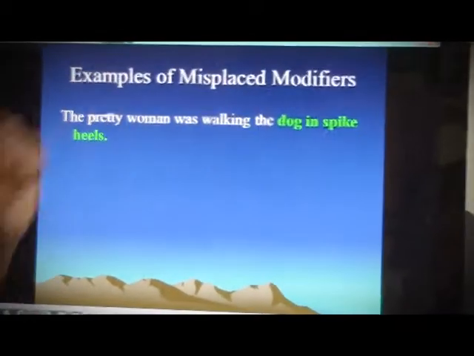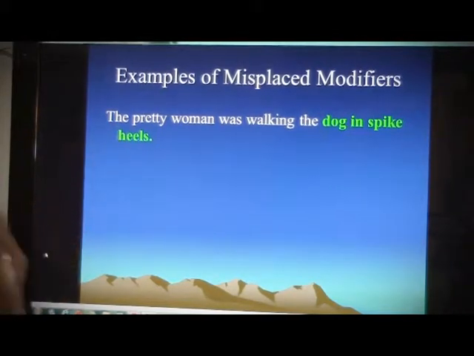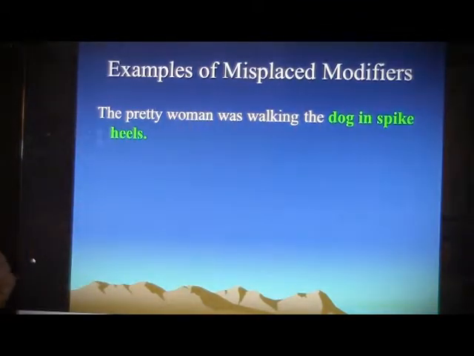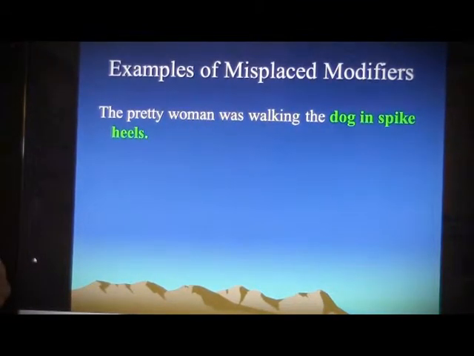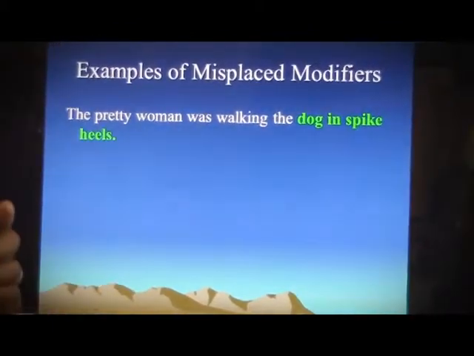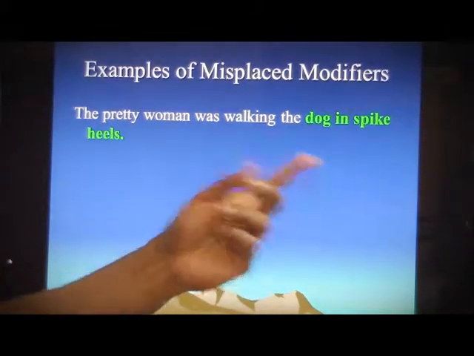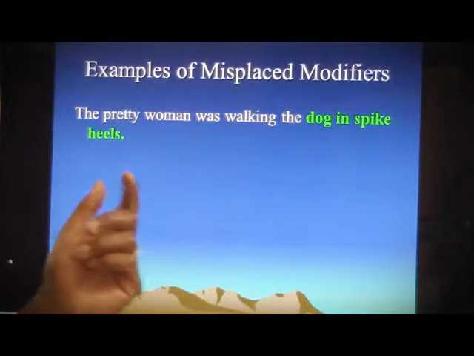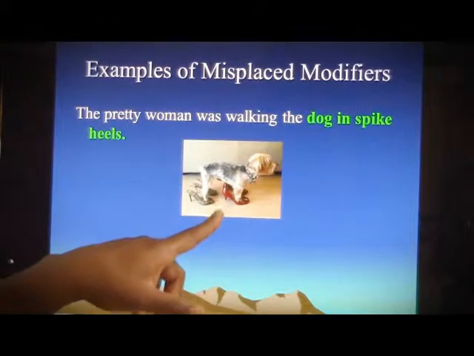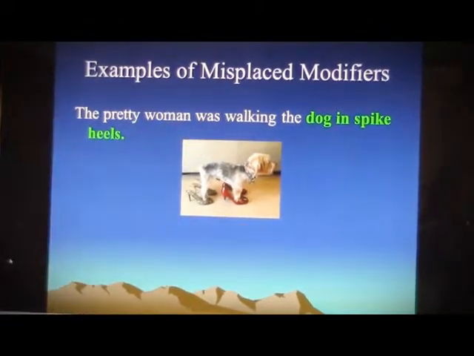Let me give you an example of a misplaced modifier. And some of these are kind of funny. They're funny to me. The pretty woman was walking the dog in spike heels. Now you're thinking, okay, the question is, wait a minute, was the dog in spike heels? Is that the story? No, the woman was in spike heels. Because a dog in spike heels would look something like this. A dog with heels on. But that's not what this sentence means.